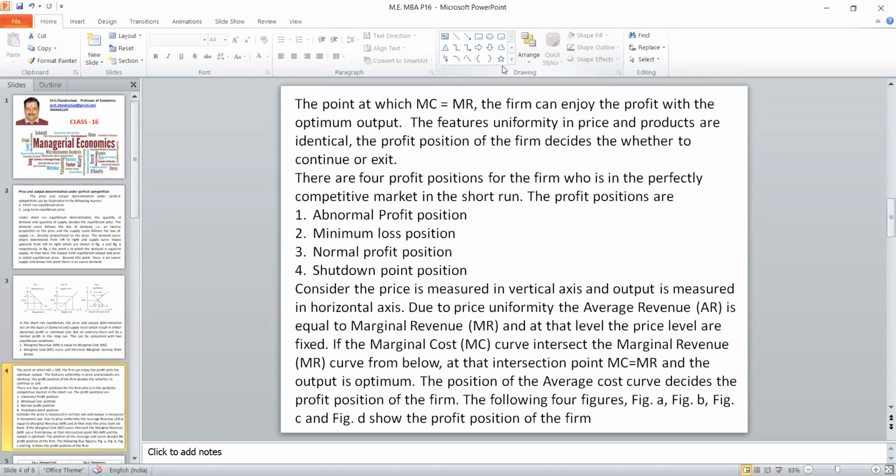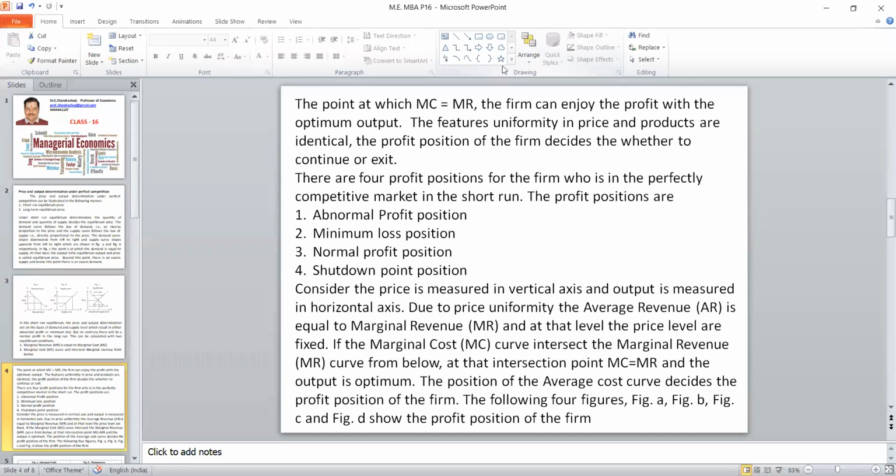Now, coming to the actual part of the discussion, price and output determination. I already told you the second feature is price uniformity. Homogeneous product, identical product. It is equal in shape, size, quantity, or quality. All these things are identical. So, under a perfectly competitive firm, based on the profit position only, we can identify the price and the output. There are 4 profit positions.